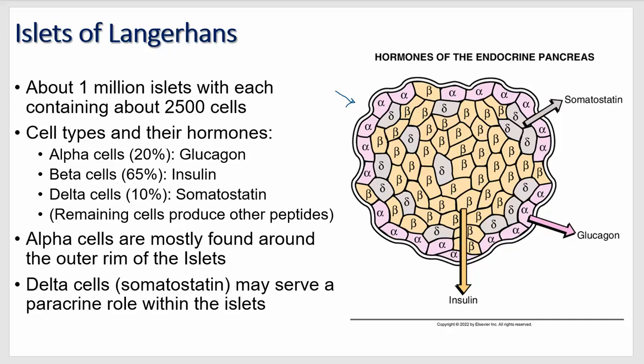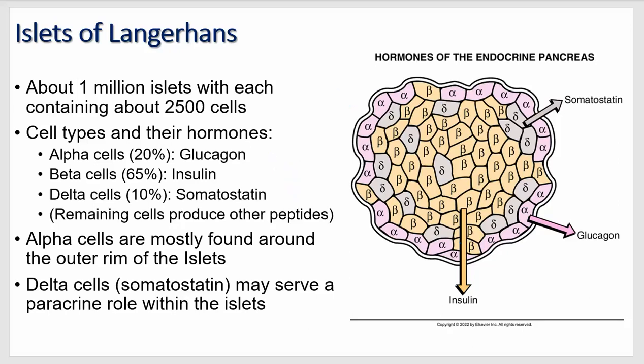The main cells, there are more than just 3, but we're going to talk about 3, include alpha cells, beta cells, and delta cells. Those are the big ones. And actually, if you do the math here, you get about 95% of the cells. But then there are other cells, like F cells and some others that we're not going to talk about.